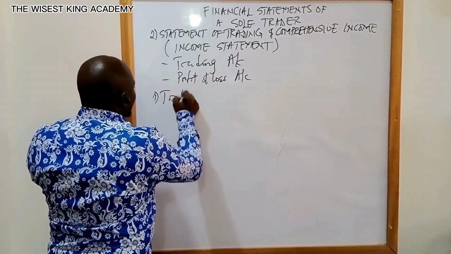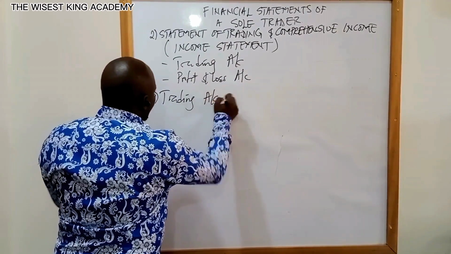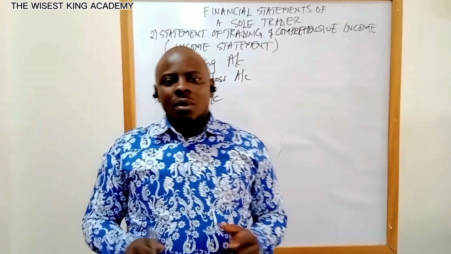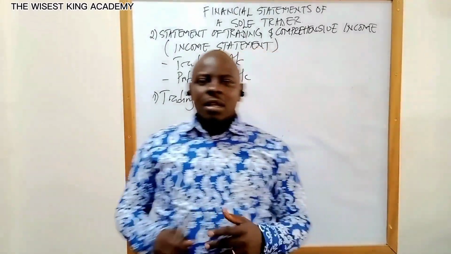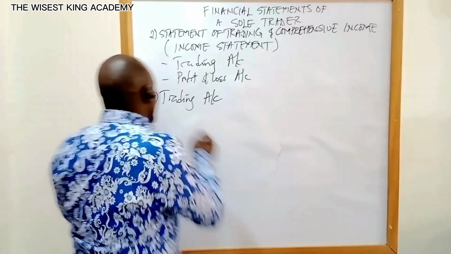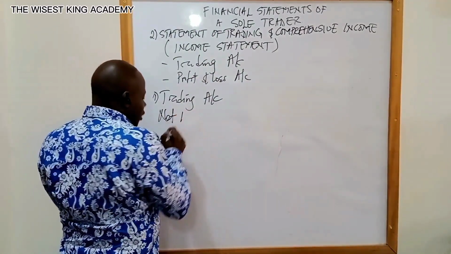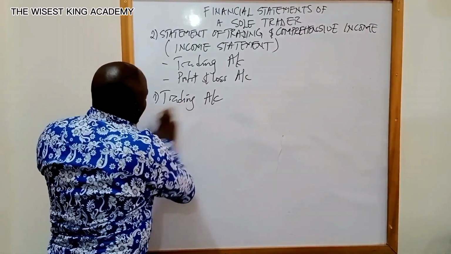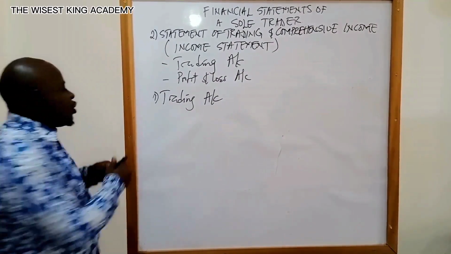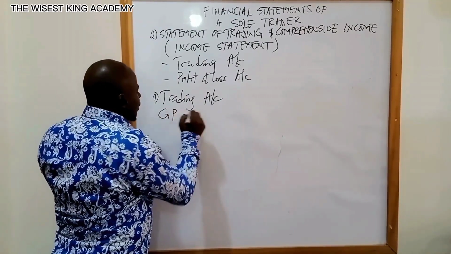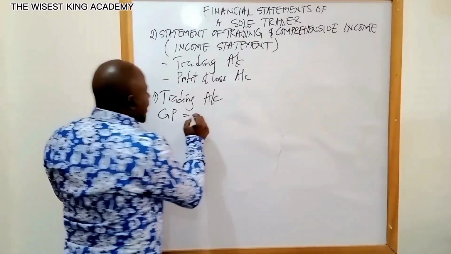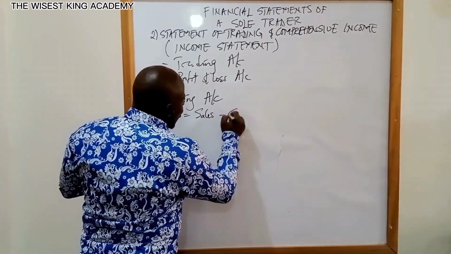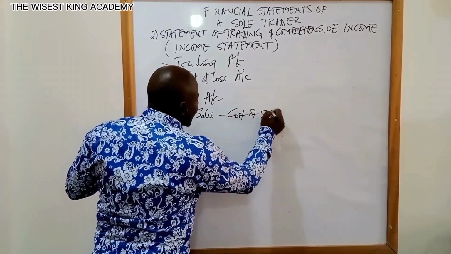Number one, the trading account. This is that part of the income statement that shows the calculation of the gross profit. Now, the gross profit is the difference between sales and cost of sales.